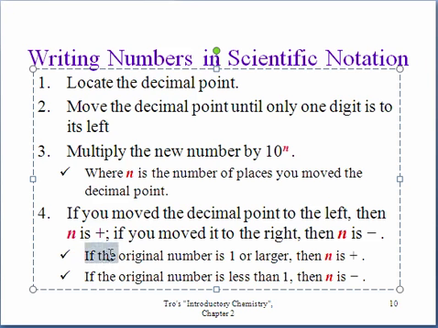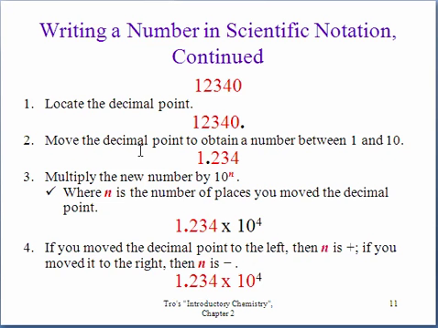If our original number is large, then n is going to be positive. If our original number is less than 1, then n is going to be negative. Now, for some people it's easier to remember if you look at the direction that you go. If you move the decimal point from your standard number to the left, then n, your exponent, is going to be positive. If you moved your decimal point from standard notation to the right, then your exponent is going to be negative. So here's an example.